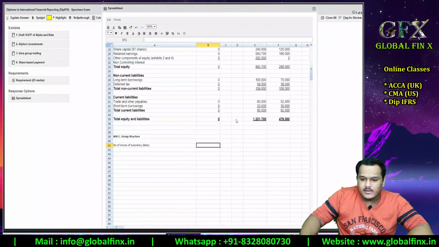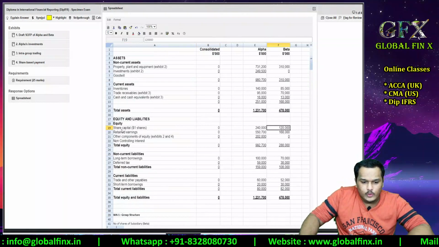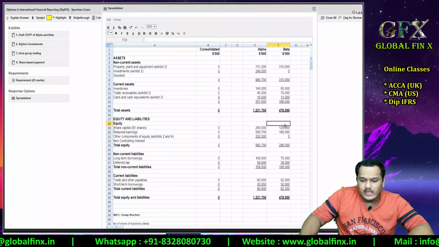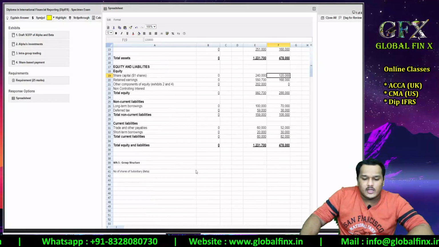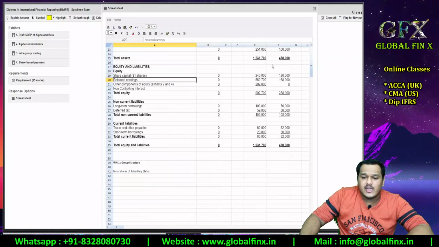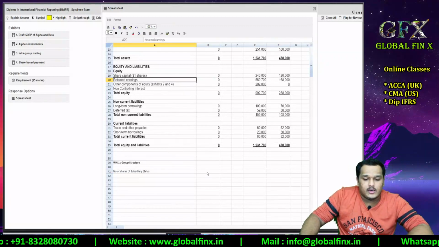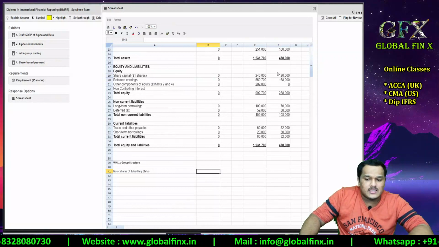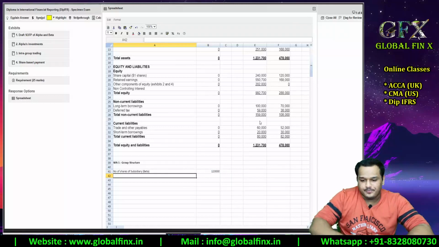How many shares are there? Subsidiary's balance sheet, if you see here, this is Beta. Share capital 120,000, and this is a $1 share. Each share is $1, so 120,000. If each share were 50 cents, the number of shares would be 120 divided by 0.5, that is 240,000. But since this is $1, number of shares and share capital will be the same. So 120,000 shares were there.